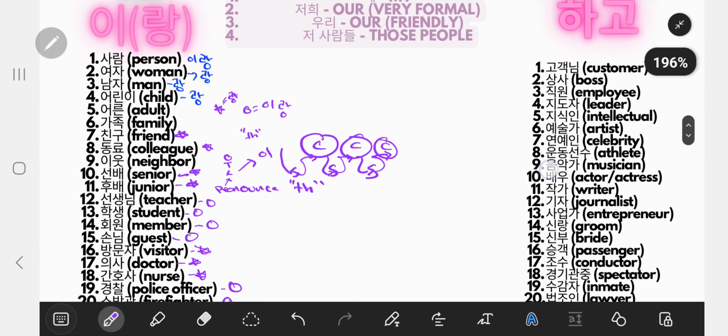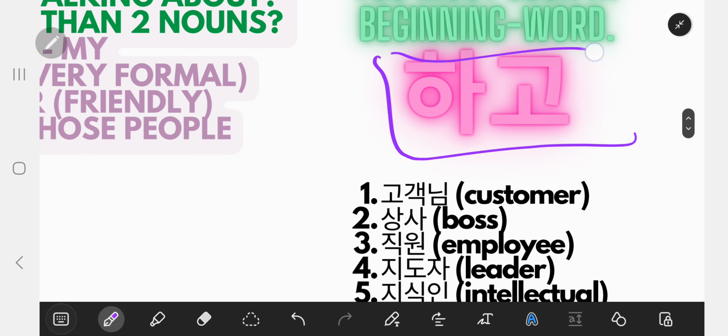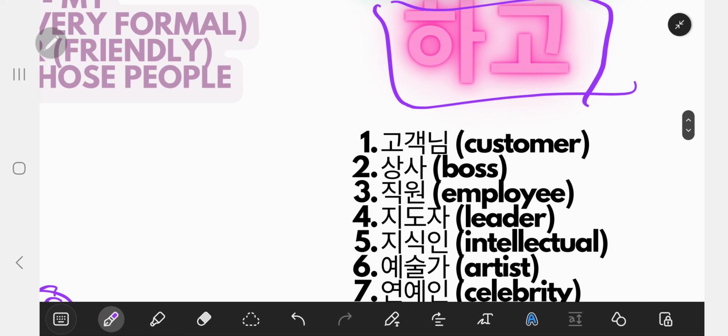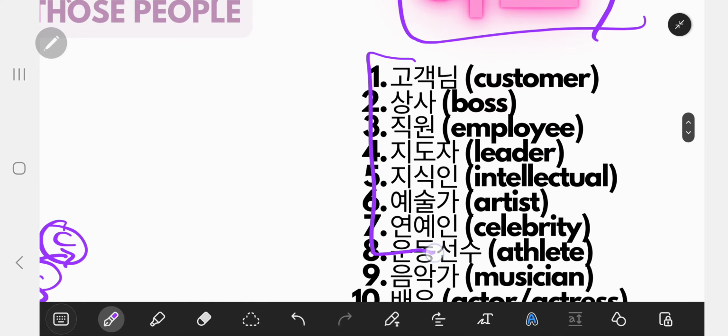So if you got all that, good job. And I put the hago here, but there's basically no vowel or consonant sound ending. It'll always be hago no matter what. Now, you can try to work on these too if you'd like. Work on this and see if you get the correct ones.